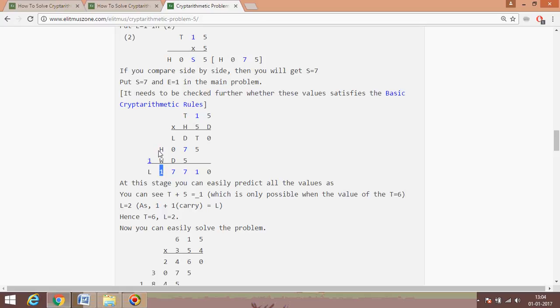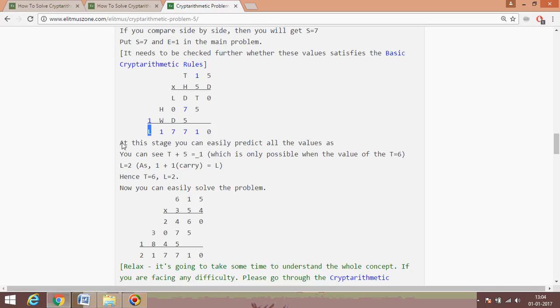HW1 means the addition of H and W is giving you one carry. So 1 plus 1 carry will give you the possible values of L. At this stage you can easily predict all the values, as T plus 5 is equal to 1, which I just explained. So the possible value of T is equal to 6, and L is equal to 2 as 1 plus 1 carry is coming as 2.